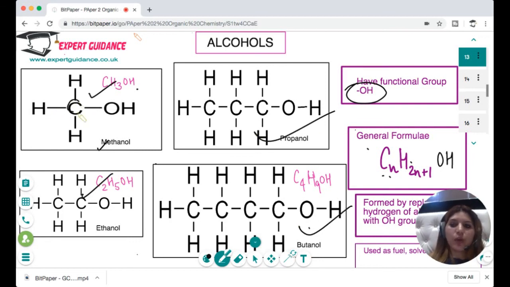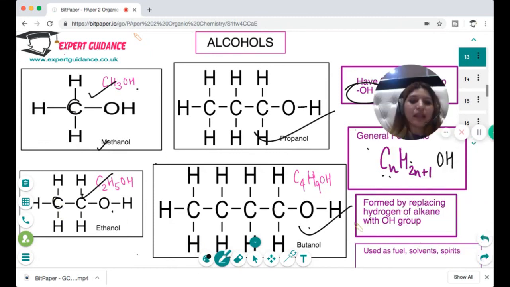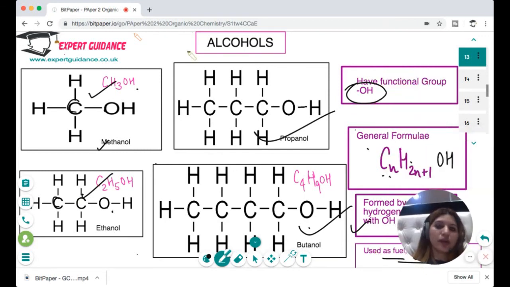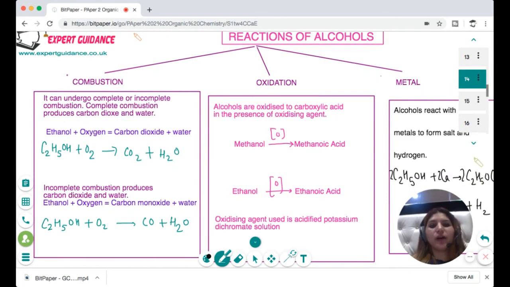So you have 1 carbon with OH and then 3 hydrogens, 2 carbons with OH, and fill the rest of the valencies with hydrogen. And the alcohols are used as fuels, solvents, and spirits. Okay, so I hope what alcohols are is clear to you and you're able to draw the displayed formula and the general formula of different alcohols.